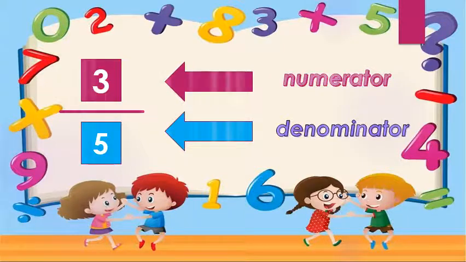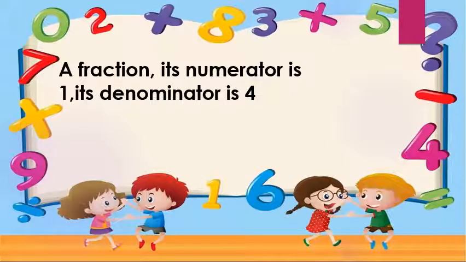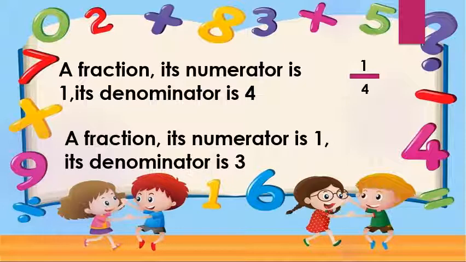Okay, let's go. Now come with me to see some examples. A fraction's numerator is 1. Its denominator is 4. How can we write it? We will write it up 1 and down 4, but we can say numerator and denominator. Super. Let's go to see the next one. A fraction, its numerator is 1. Its denominator is 3. Okay, you can answer.